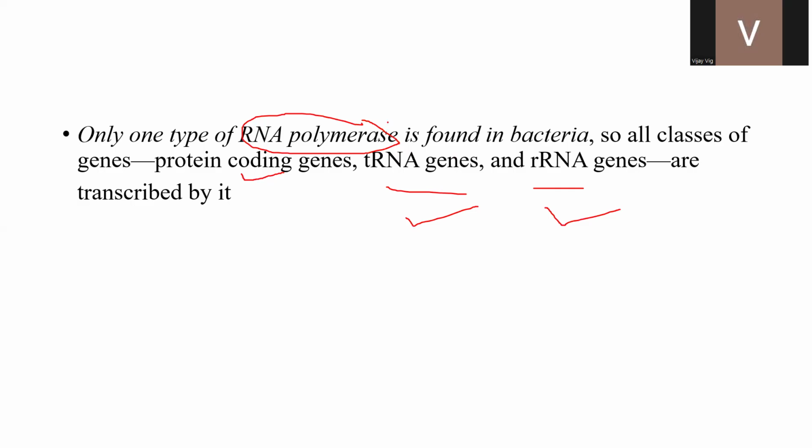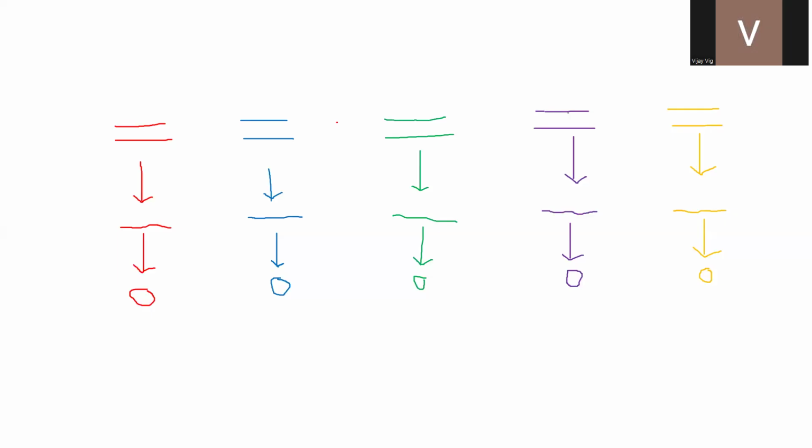Before we go into the structure and function of the E. coli RNA polymerase, let's learn a very basic concept. What you see on your screen, the different colors used: the first row is the DNA or the gene. This is the messenger RNA, and this is the polypeptide or the protein.